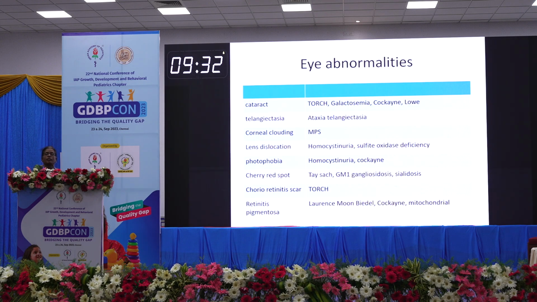The eye is the window of the brain, as we know. So a good ophthalmological examination can give you so many clues in a child with developmental delay. There may be a cataract, we should look for cataract, corneal clouding, lens dislocation which can occur in homocystinuria, sulfite oxidase and molybdenum cofactor deficiencies, cherry-red spot, chorioretinitis scar, and RP.